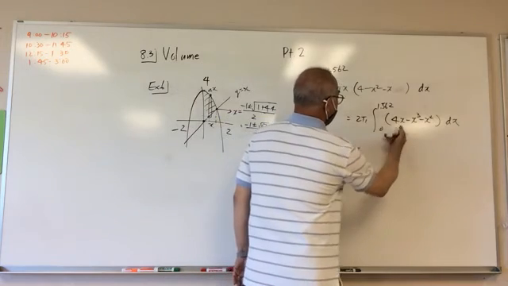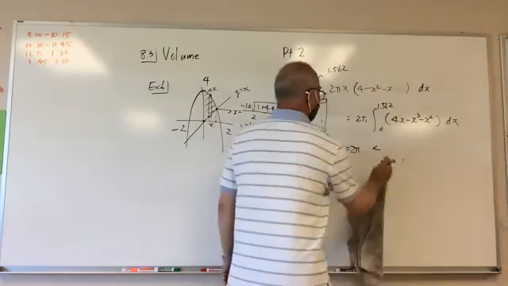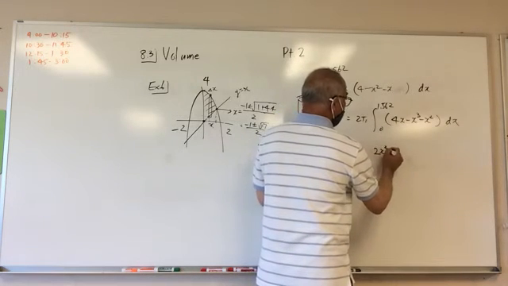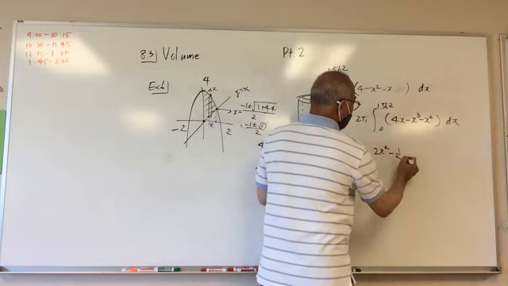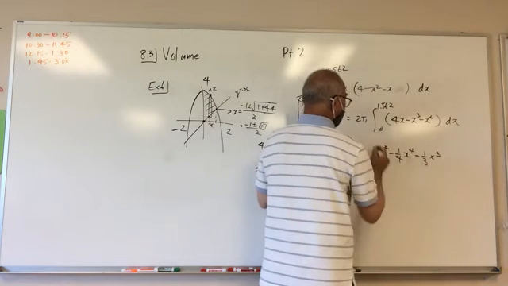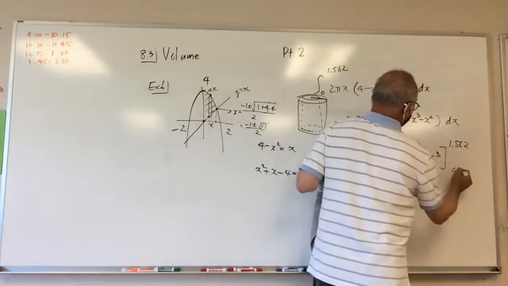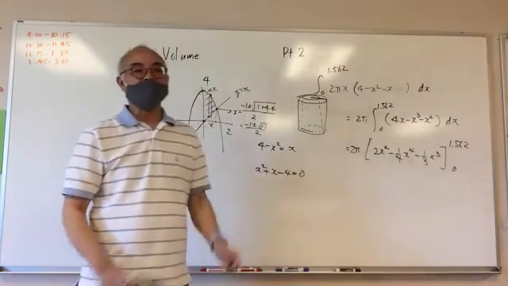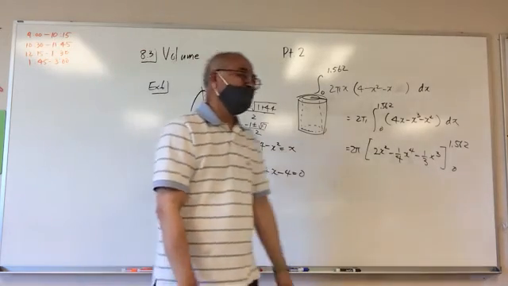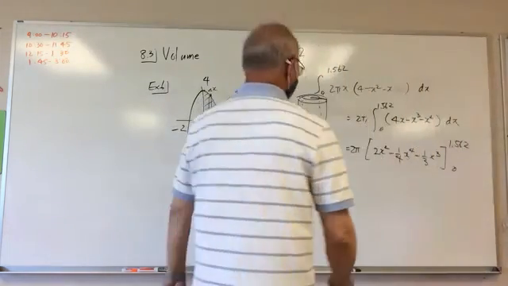2 pi times the integration. This is 2x squared minus 1/4 x to the 4th minus 1/3 x to the 3rd. Good luck doing this without the calculator. That's not happening, so you've got to put it in a calculator anyway. If you do this, you get 13.327.